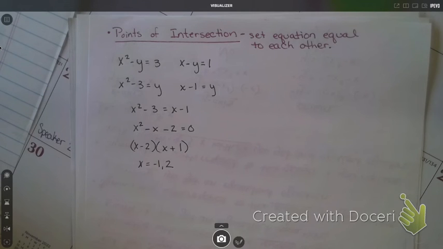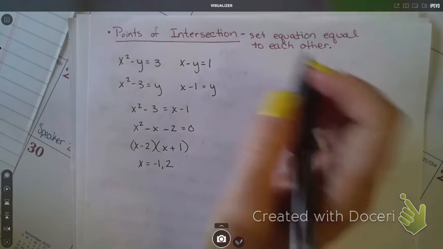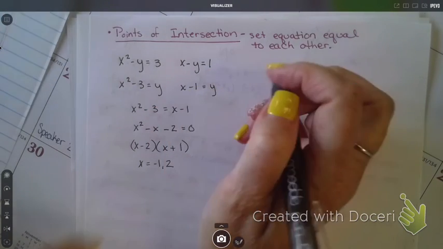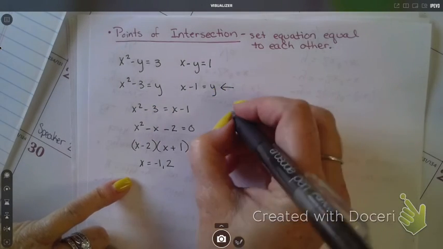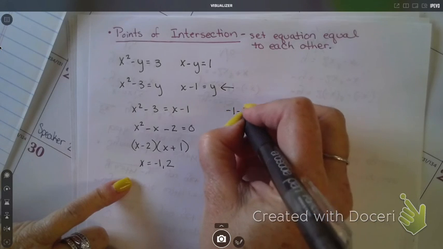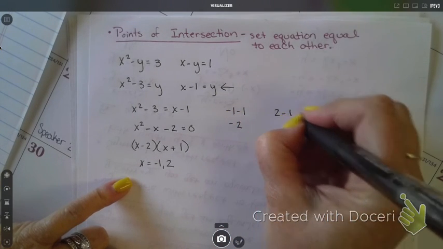Okay, did you both get negative 1 and 2? Okay, but am I done? No, you have to plug them back in to get the full points, because I want points of intersection. I'm picking the second equation. How about you? I'm plugging it into that one. So we got what? Negative 1 minus 1, so negative 2. And 2 minus 1, so 1.